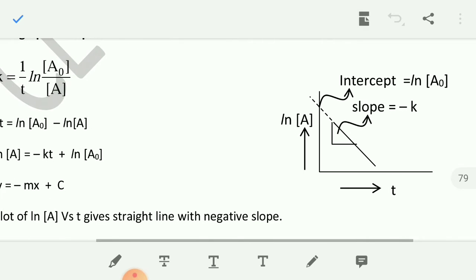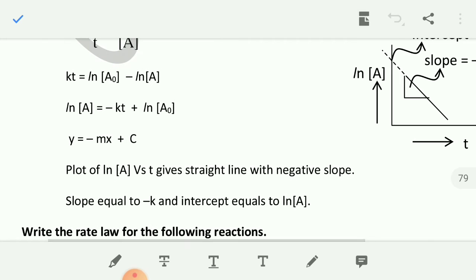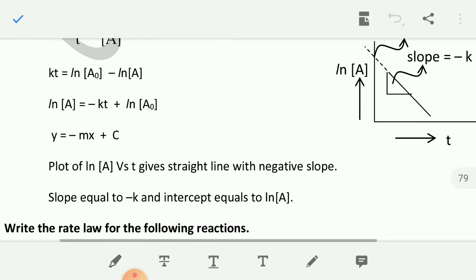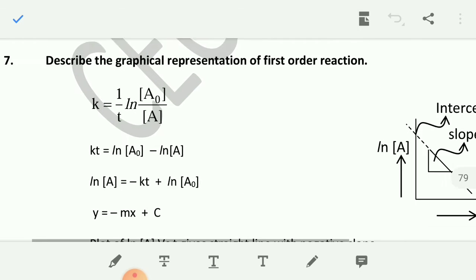So this is the graph of a first order reaction, ln A versus t. The slope equals minus k, and the intercept equals ln A naught. So a plot of ln A versus t gives a straight line with a negative slope. Slope equals minus k and intercept equals ln A naught. This is the graphical representation of a first order reaction.